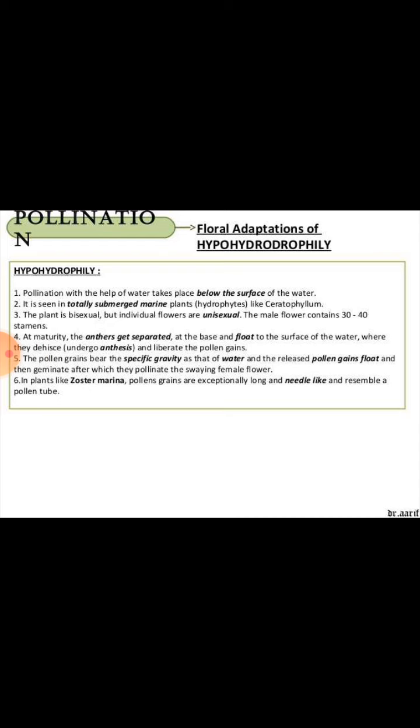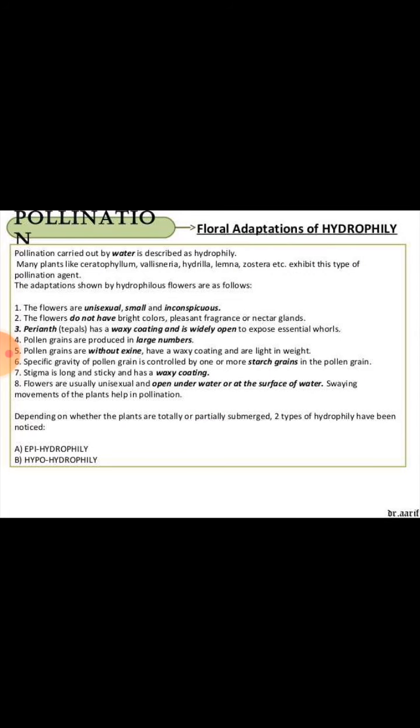This takes place at the level of the aquatic system. The best examples are Vallisneria and Hydrilla, and also Eichhornia and different types of plants with flowers pollinated by hydrophily. One is called epihydrophily, another is called hypohydrophily. How is the adaptation of hydrophily? Pollination carried by water is described as hydrophily. Many plants like Ceratophyllum, Vallisneria, Hydrilla, Lemna and Zostera are pollinated this way.